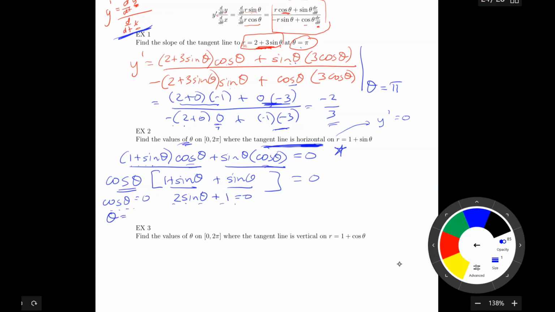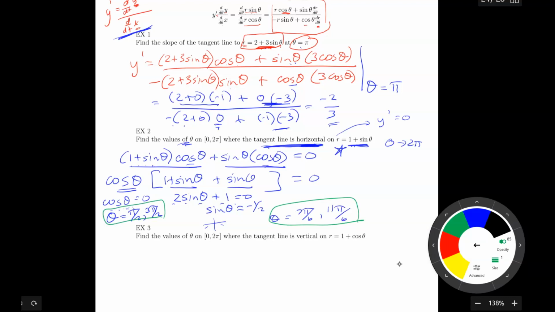And remember, this is a cardioid, so it's just 0 to 2 pi to go around. So when does cosine of theta equal 0? That's going to be pi over 2 and 3 pi over 2. So this here is like solving sine of theta is negative 1/2, and when does that happen? That gives me the angles back here and here, right? So 7 pi over 6 and 11 pi over 6. So these 2 angles and these 2 angles.